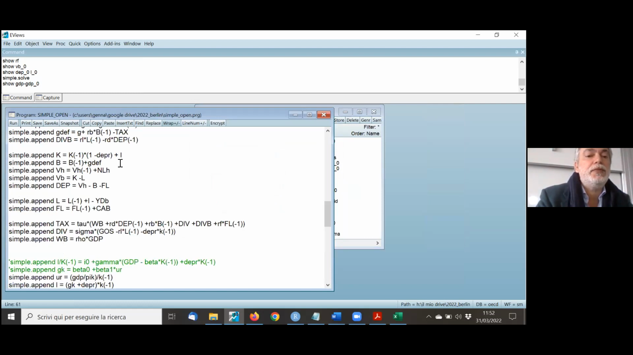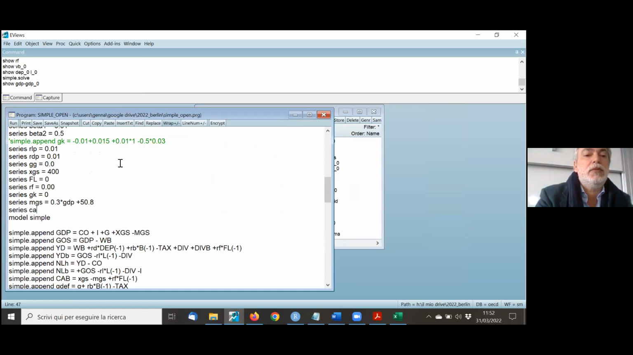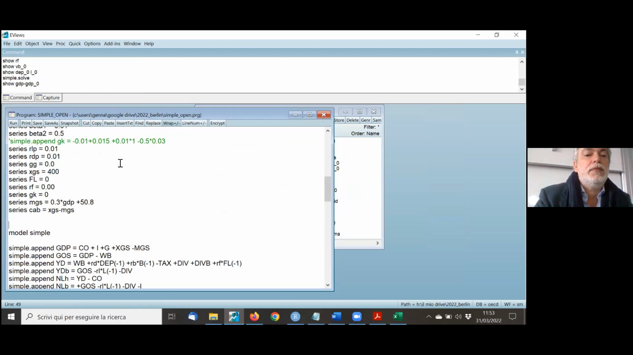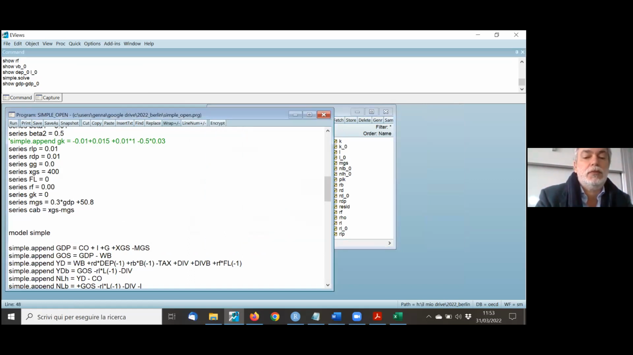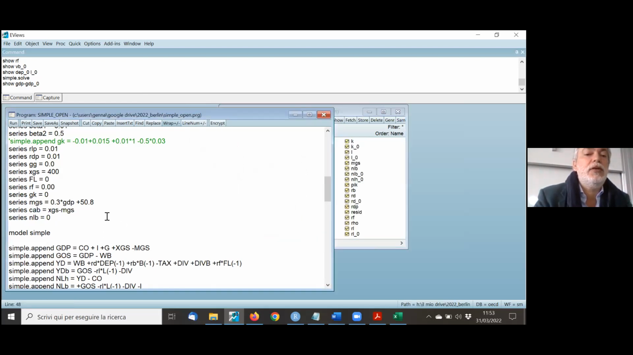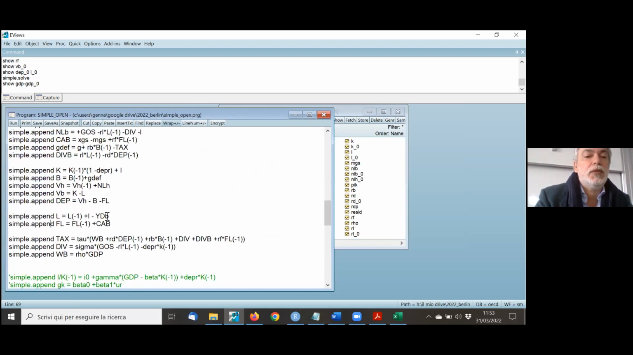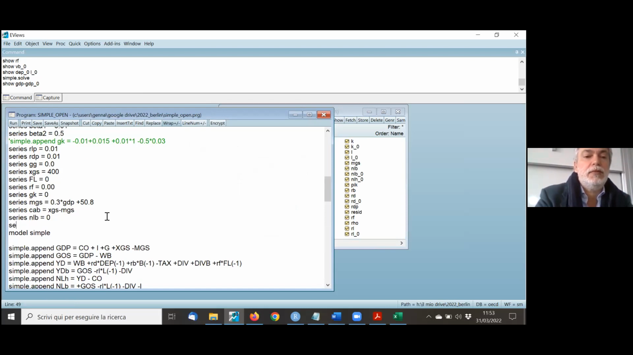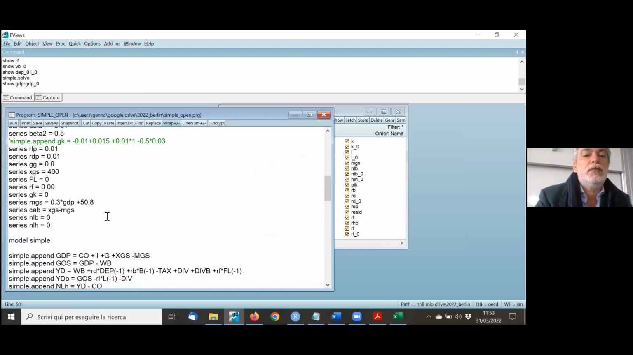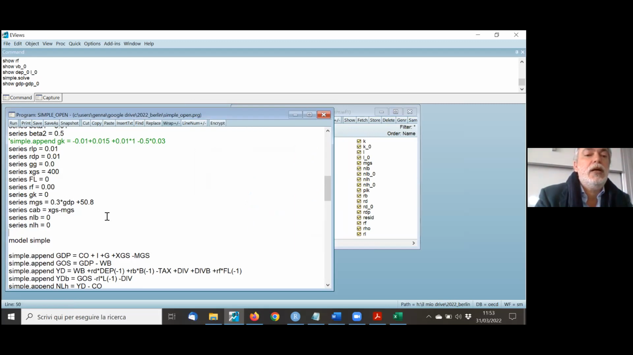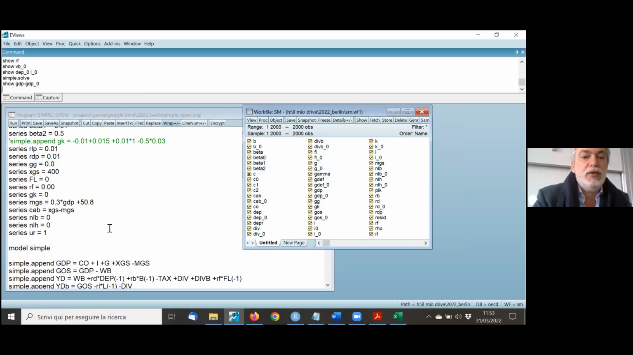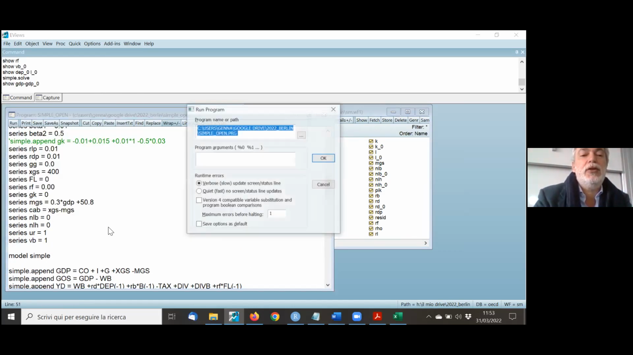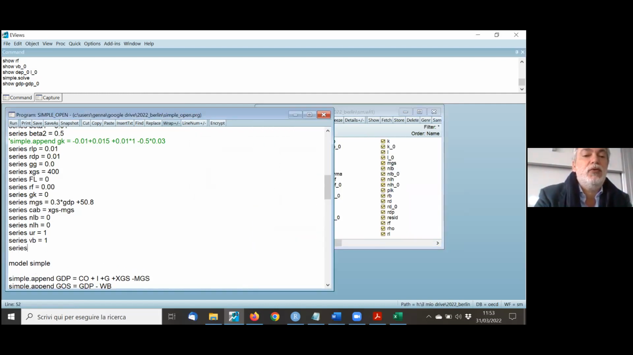so CAP is not defined. NLB is not defined. NLH is not defined. All these are not defined. UR is not defined. VB is not defined. Basically, all the endogenous were not defined because we did not need them to find a solution.